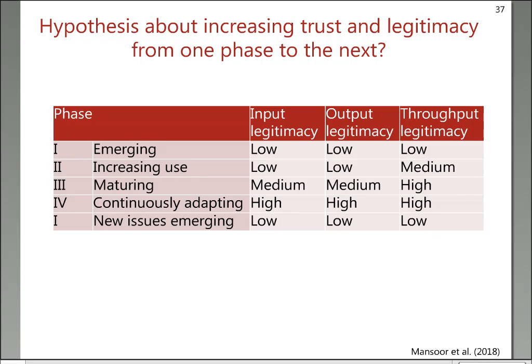Then in the maturing phase, medium output and input legitimacy and a high throughput legitimacy. So systems are getting effective in achieving what they want, and also more transparent and more democratic. And finally, when they reach these cycles with small adjustments, we suggest that the input, output, and throughput legitimacies are high until new issues emerge that get them lower again, because new goals or new issues arise.